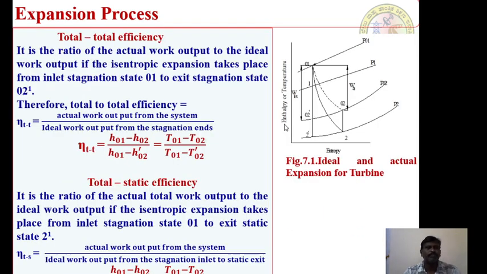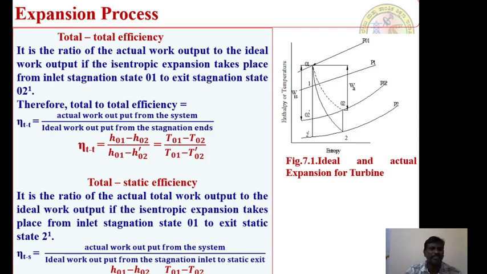Next, when you see this particular process, I will take one efficiency, the total to total efficiency. We know that here we have got an isentropic work done and an actual work done. There are two types of work which are available in this particular TS diagram. If I want to define a total to total efficiency, this is only with respect to stagnation states, total to total. Therefore, it is the ratio of the actual work output to the ideal work output if the isentropic expansion takes place from inlet stagnation state 01 to exit stagnation state 02 dash.